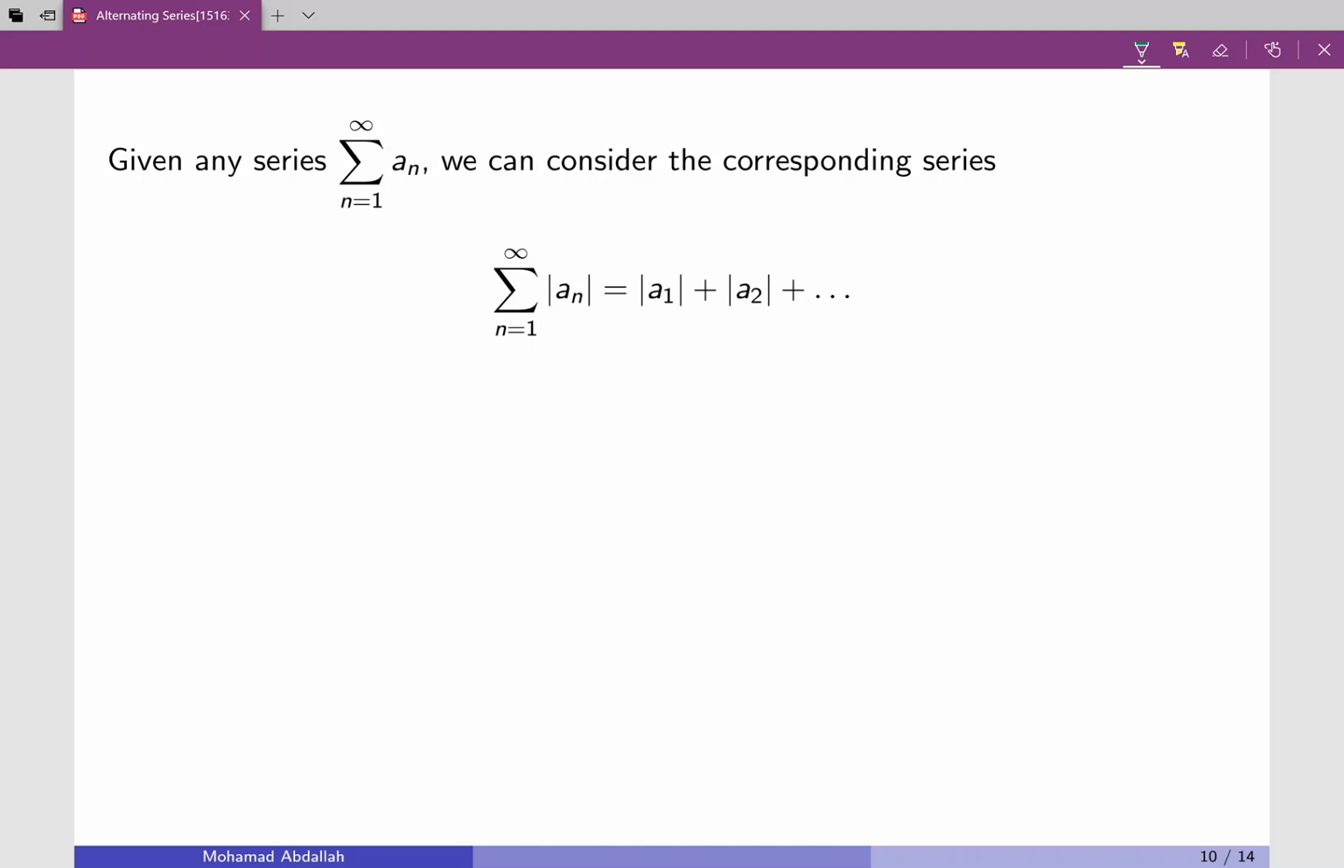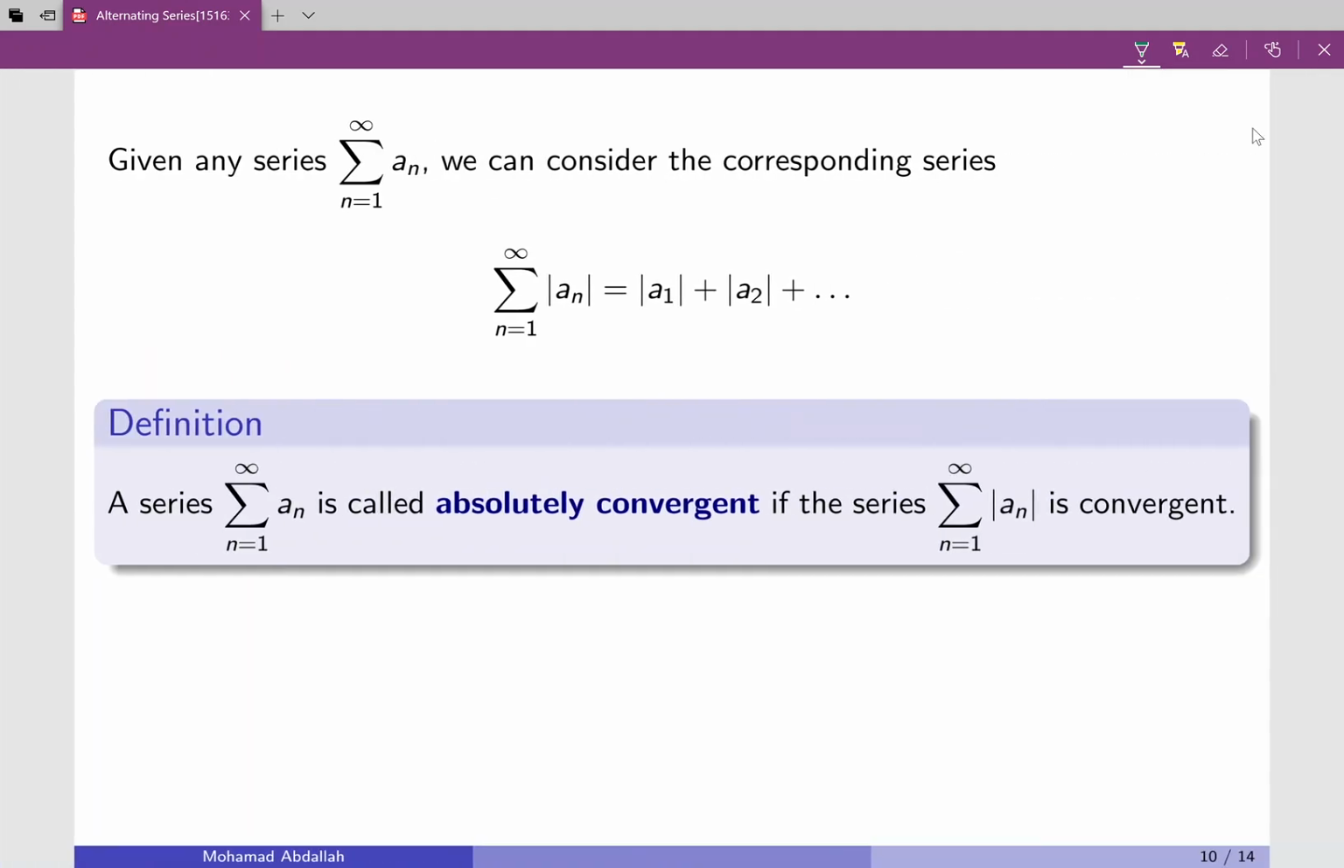Now, given a series, sum from n equal 1 to infinity of an, I don't know whether an is positive or negative, just this is a random series. We consider the following series, sum from n equal 1 to infinity of the absolute value of an. Now, certainly all the terms here are bigger than 0 because I'm taking the absolute value. So, a series sum from n equal 1 to infinity of an is called absolutely convergent if the series sum from n equal 1 to infinity of the absolute value of an is convergent. Okay, so this is the definition.